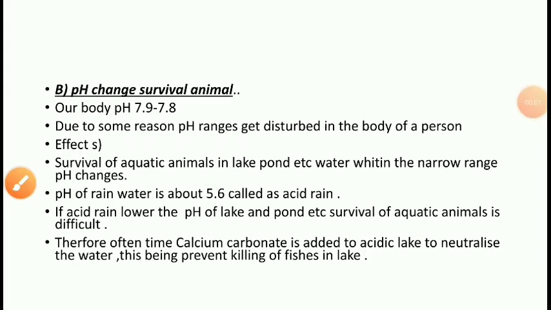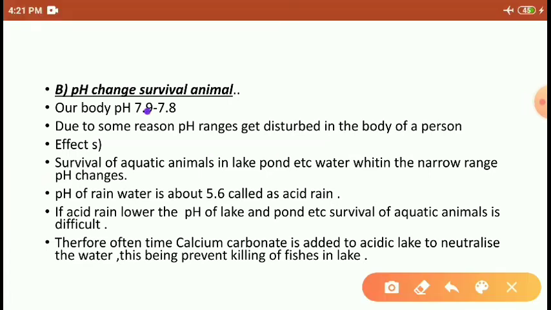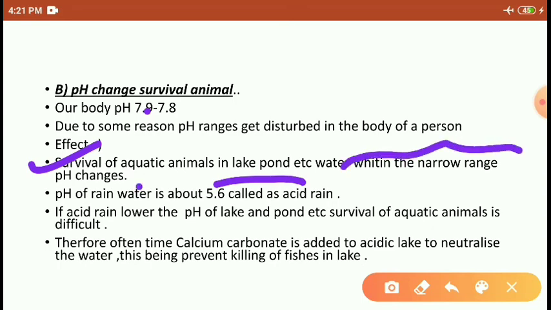Okay students, the second one is pH in the survival of animals. Our body pH is 7.0 to 7.8, which means it is of basic nature, and if for some reason the pH range gets disturbed, the body of the person is affected, right? Similarly, the aquatic animals in a lake or pond live within a narrow range of pH changes.